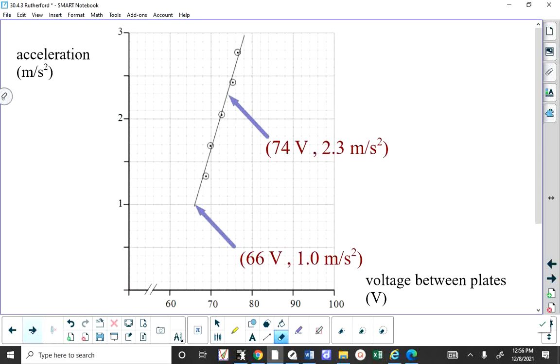I don't think we need to start drawing triangles and finding the slope by going rise over run. If we do that, then we have to get into a mathematics lesson about how to find the y-intercept from that. It's not difficult, but that's not why we're here. If you do a linear regression, and I'm not going to, you put in list 1, 66 volts and 74 volts, and in list 2, 1 meter per second squared and 2.3 meters per second squared, and you do a linear regression, you're going to get this equation.